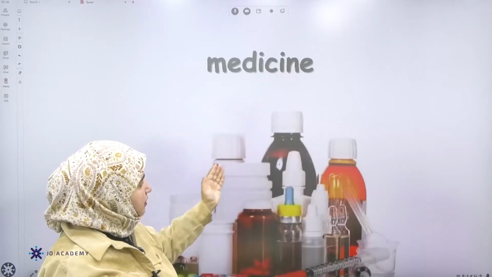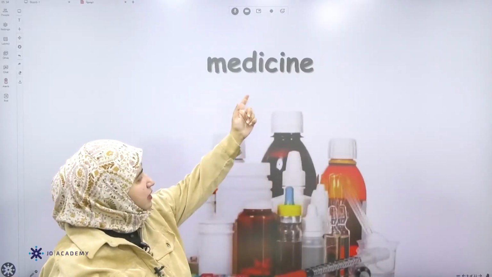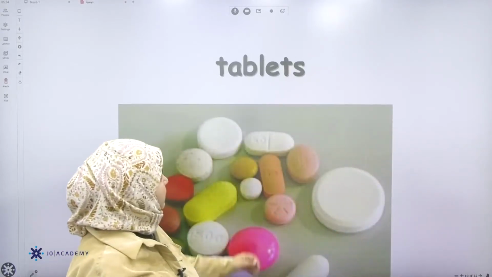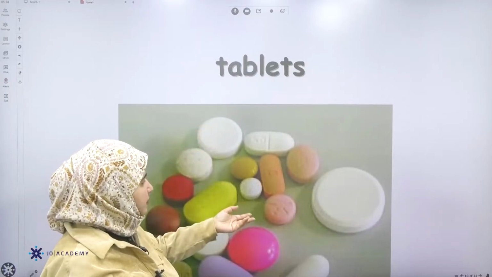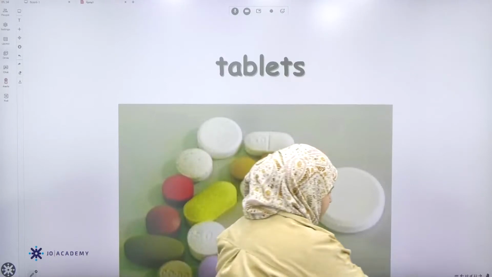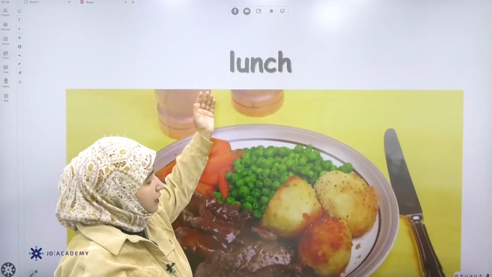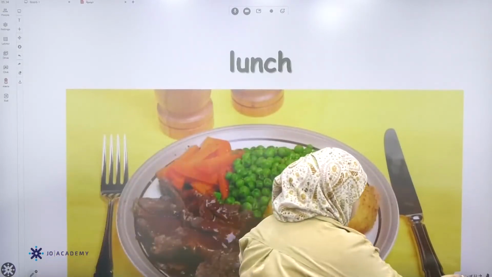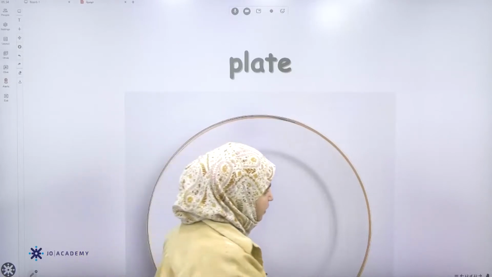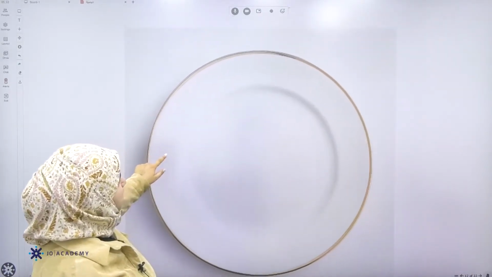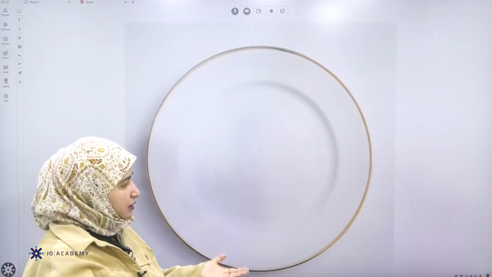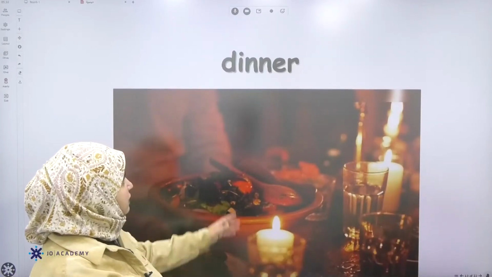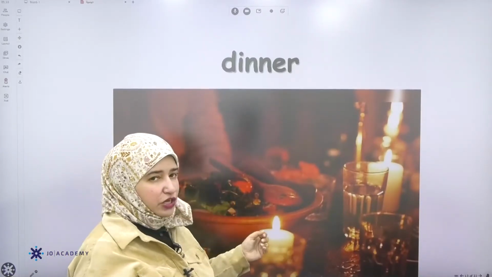Now here, look, medicine, adwiya, medicine. Tablets, حبوب, tablets. Lunch. Now here there is a picture of what? Plate, صحن, plate. Now here, look at the picture. Dinner, عشاء, dinner.